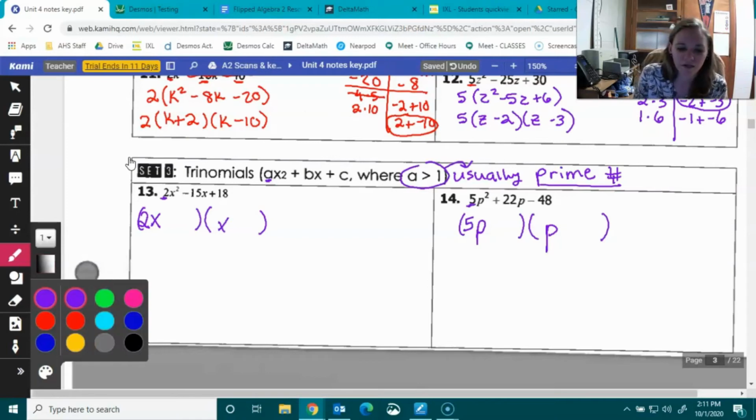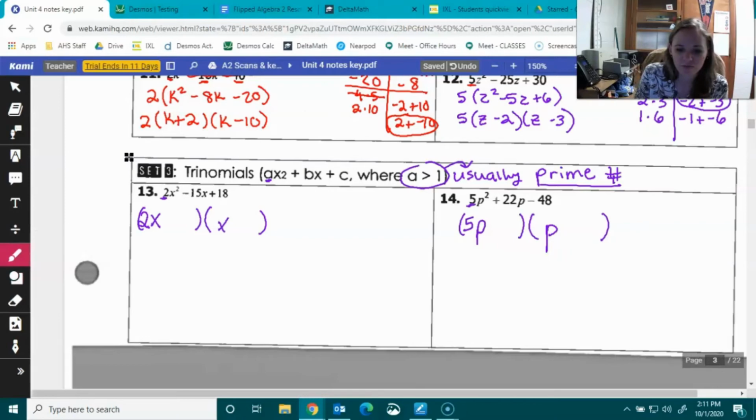Alright, then the next thing I care about is really just the last number. It's easier if you start with the last number. So in this case, I got positive 18. So I'm trying to get positive 18. And then I'm going to go ahead and do terms, factors, kind of like before.